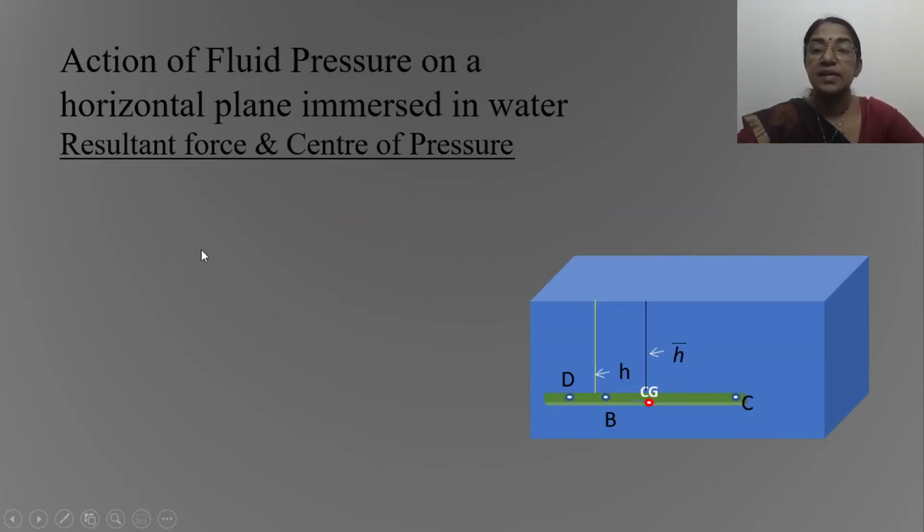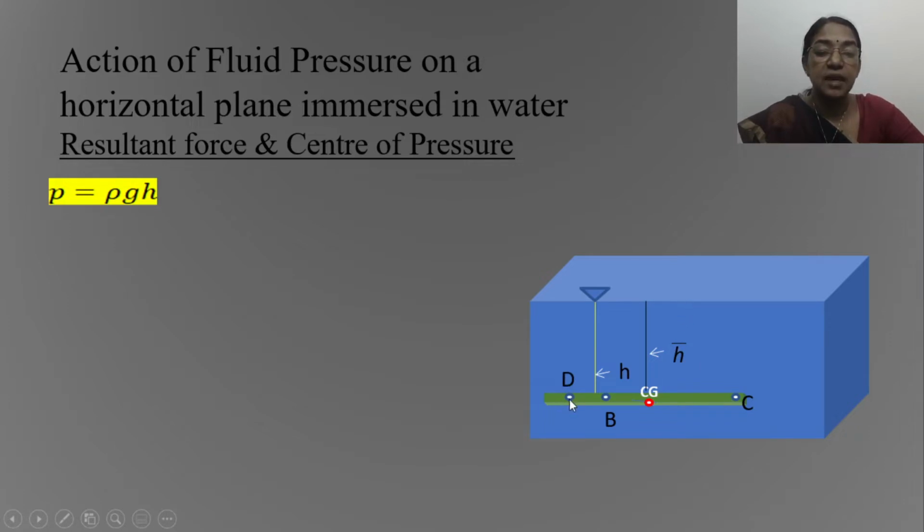Now let us consider a horizontal plane which is immersed in water. Pressure on a plane horizontal surface immersed in a static mass of fluid is the same at all points. Consider a point at a distance of h from the free surface. So the pressure at this point is equal to rho g h. Based on Pascal's law, the intensity of the pressure at any point in a static mass of fluid is equal in all directions. This plane is equidistant from the free surface.